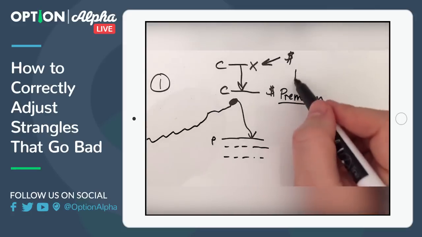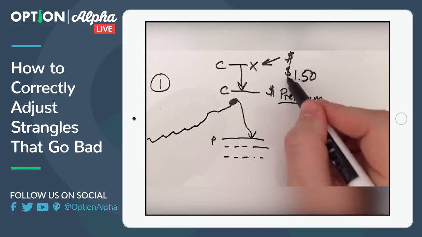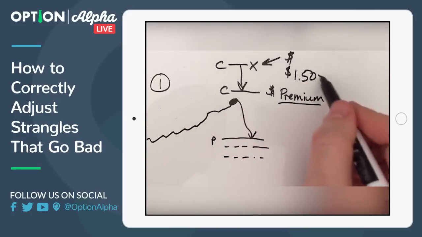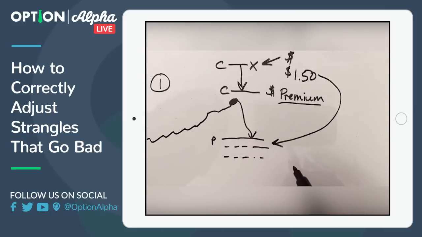So if you take in, let's say, $1.50 of net credit by rolling down your call side, well, boom, that's where your break-even point moves a little bit further down. It moves down another $1.50, okay? So does that make sense how we're doing it? This is the entire strategy around making adjustments to strangles and straddles, etc.